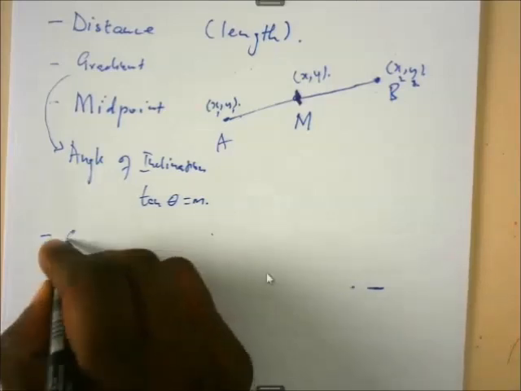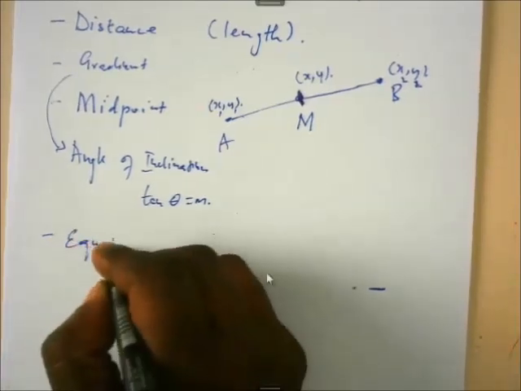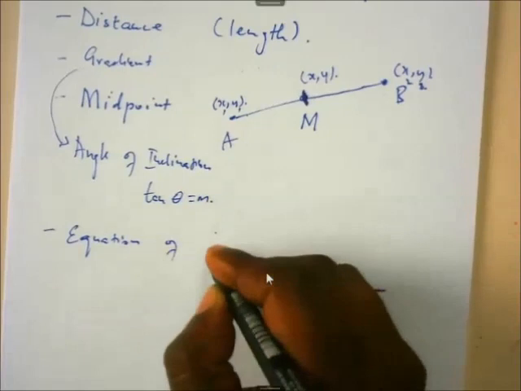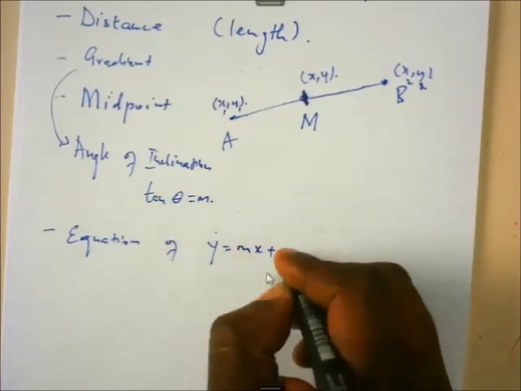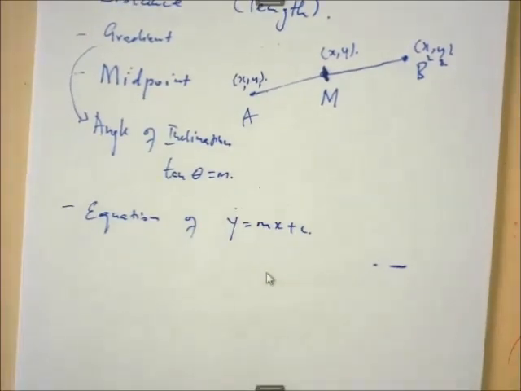Equation as well of a linear straight line. Equation of a straight line. And normally the question will say, write the equation in the form of y equals mx plus c. The equation of a straight line, y equals mx plus c, or a linear line. Please be aware of that.